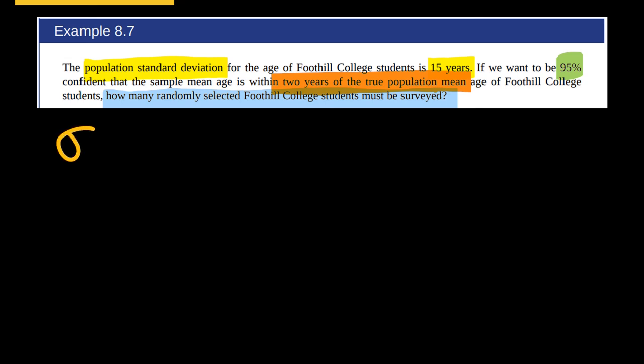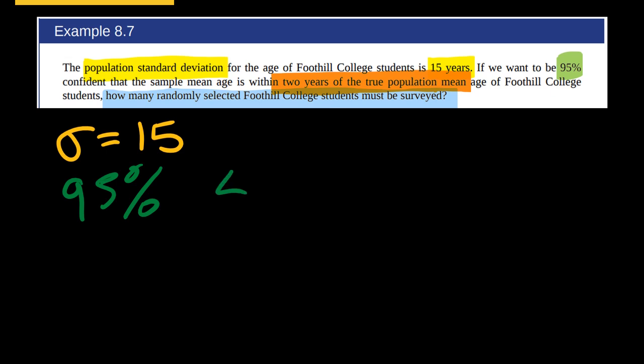We learned that the population standard deviation is 15 years. Okay, we learned that we want to be 95% confident that the sample mean is within 2 years of the population mean. All right, what does that mean? What are they trying to say there? Well, let's think about this. If we had a number line and we go out and we get a sample mean, right? They haven't done that yet, but let's just say after they do it that they're going to have a sample mean. It's going to be somewhere on this number line. But we don't know where the population mean is.